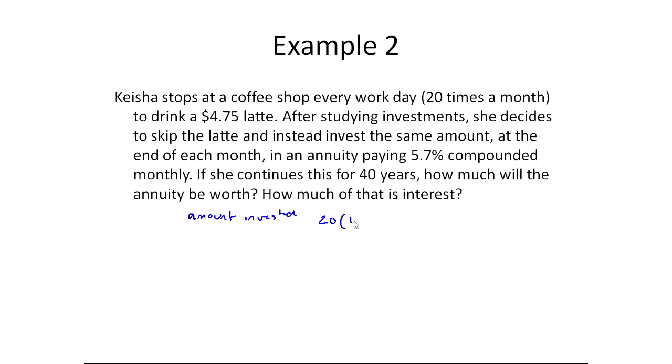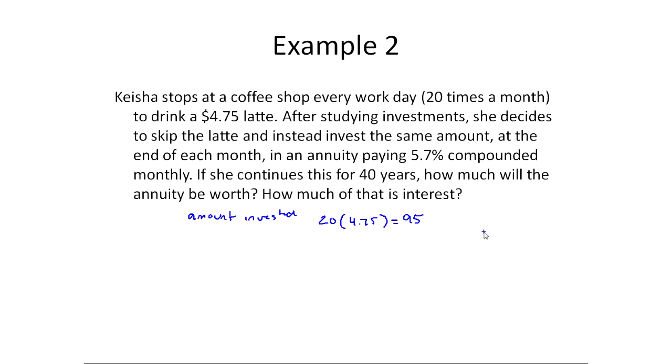20 times a month at $4.75 would be $95 a month. Okay, I just want to have that ready to go. So she decides to deposit this into an annuity paying 5.7% compounded monthly. What if she does this for 40 years? How much will the annuity be worth, and how much of that is interest?